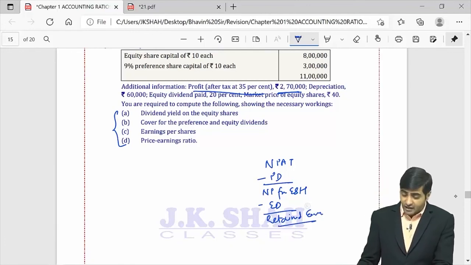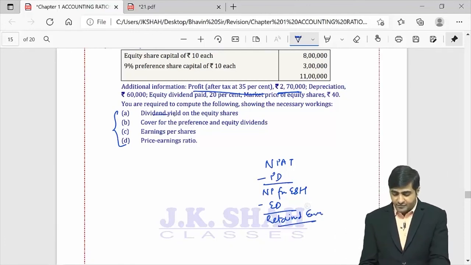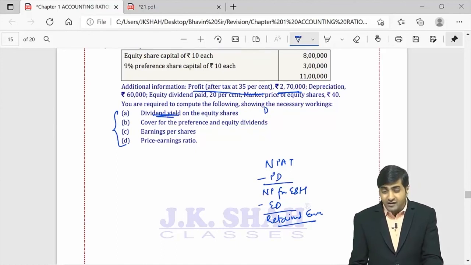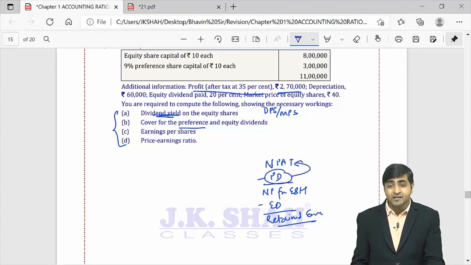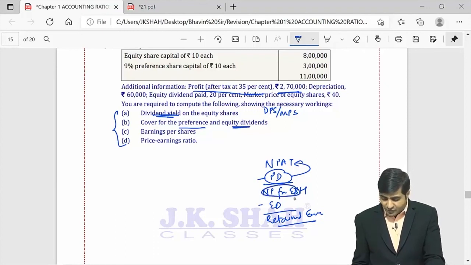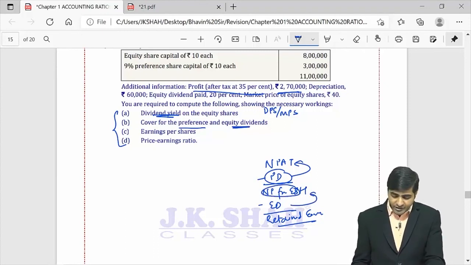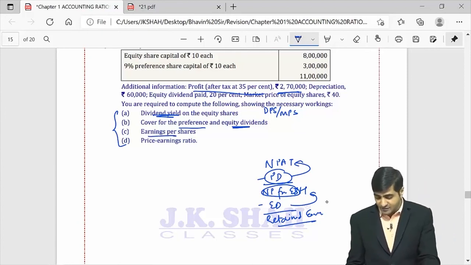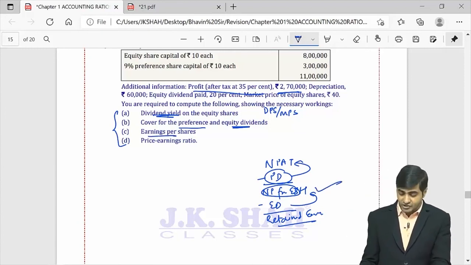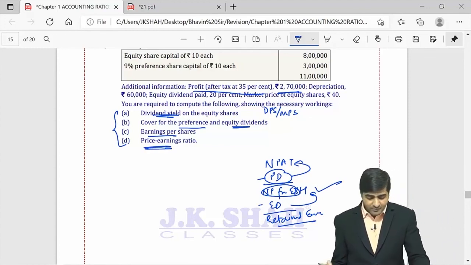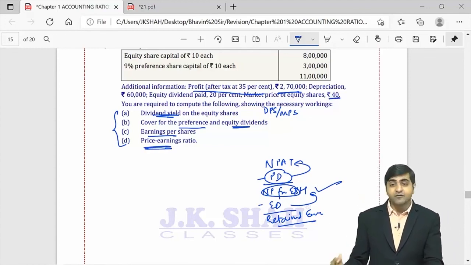Now in this particular question, we are required to calculate your dividend yield. So dividend yield will now become your returns, right? Yield is one kind of return on the market price. So it will be DPS upon MPS. What is the cover for preference dividend? Your preference dividend is always paid from your NPAT. So we have to take NPAT upon preference dividend. What is the cover for equity dividend? We have to take net profit for equity shareholders, divide that by equity dividend. Then we have earning per share, which is net profit for equity shareholders divided by number of equity shares. And guys, P/E ratio is MPS upon EPS, and the MPS is available as 40 rupees.